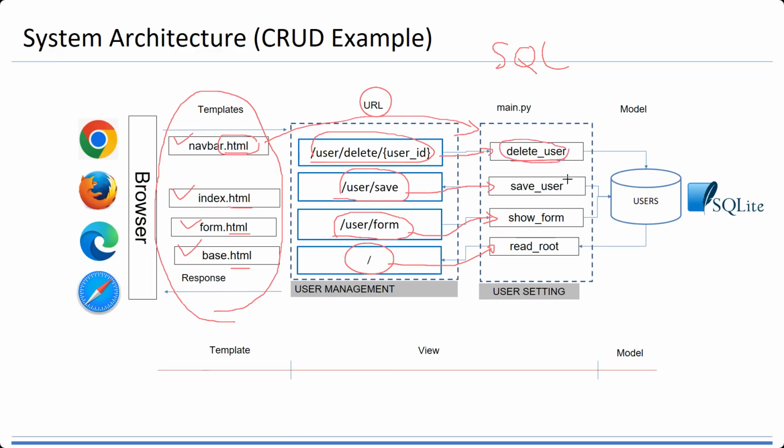So those functions, I can say this is a function. Those functions are in the main.py. I just say this is the user setting, and I can say this is the user management. Yeah, so you can say anything about this word, about this section. And after I have these two things, it will connect to the model. So the model, in this case, is the database. And for this database, we are using SQLite.